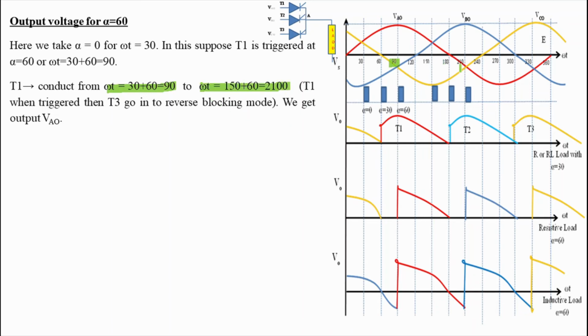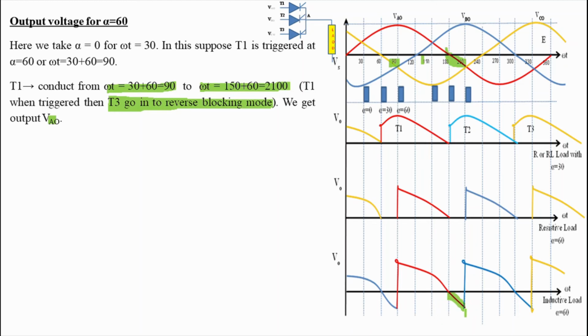And when T1 is triggered, then already conducting T3 will go into reverse blocking mode. Here we can see that after omega t equals 150 degrees, Va naught becomes negative, but this thyristor T1 will continue to conduct. Okay, here you can see that after omega t equals 150 degrees, this Va naught becomes negative, but still this thyristor T1 is conducting.